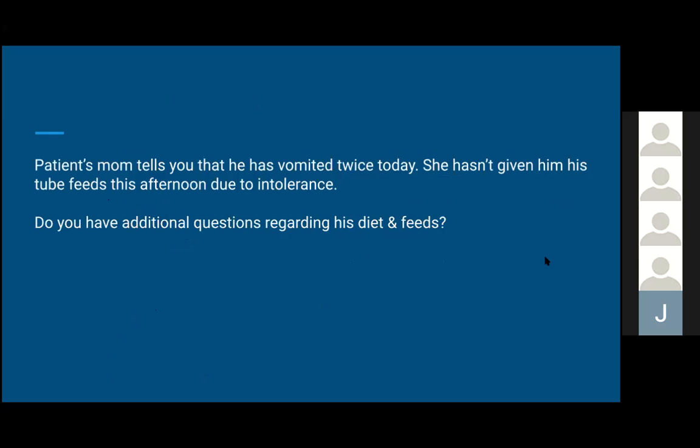So this patient, the mom tells you that he's vomiting. He's vomited a couple times today, and she held his most recent tube feeds due to this intolerance. So what specific questions will you ask regarding this patient's diet and this feed so that you're prepared to order what he needs during this admission?